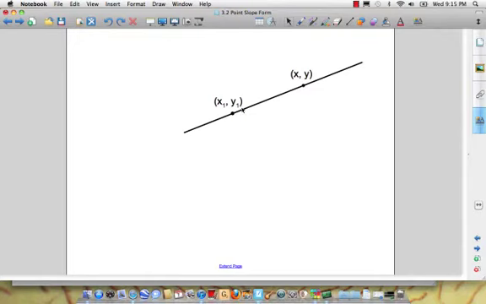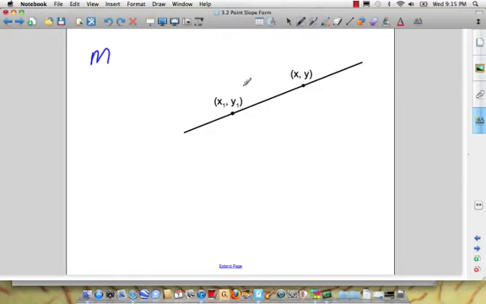Okay, suppose in general you have 2 pieces of information about a line. You have 1 point on the line, let's call that (x1, y1). So this right here is a point whose coordinates we know. Suppose we also know the slope of the line. Suppose I tell you that the slope of the line is, well, let's just call it m. By the way, your book uses the letter b for slope. I'm going to use m because that's what most other textbooks do, and I think that's more standard.